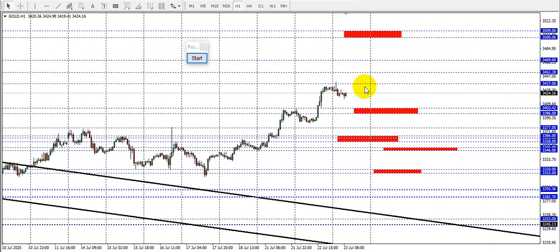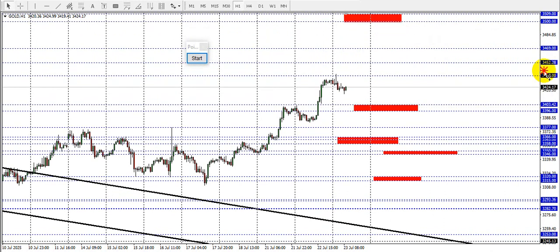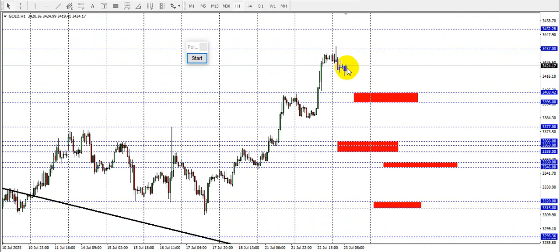Support zones, buy zones: 3,403 to 3,396. 3,377, weaker zone, single line. 3,366 to 3,363, 3,358, this is a super strong triple line support zone. 3,350 to 3,346. 3,320 to 3,315.